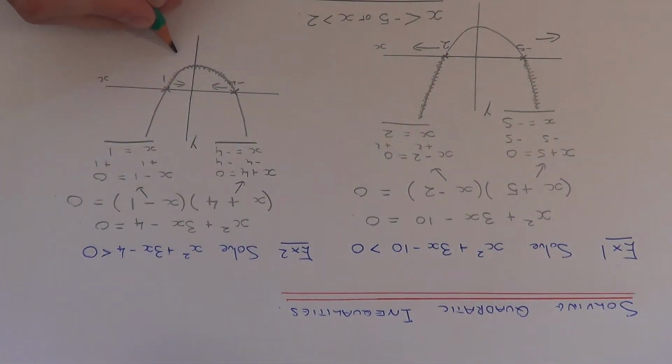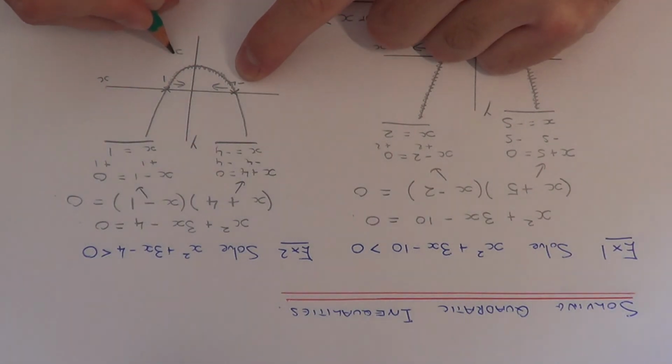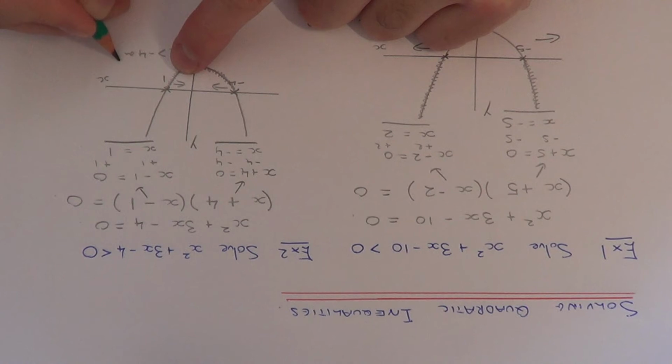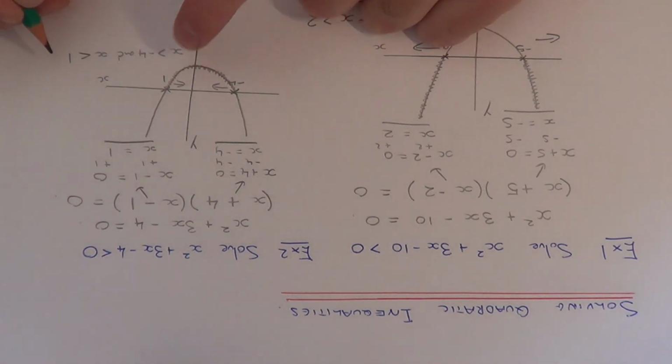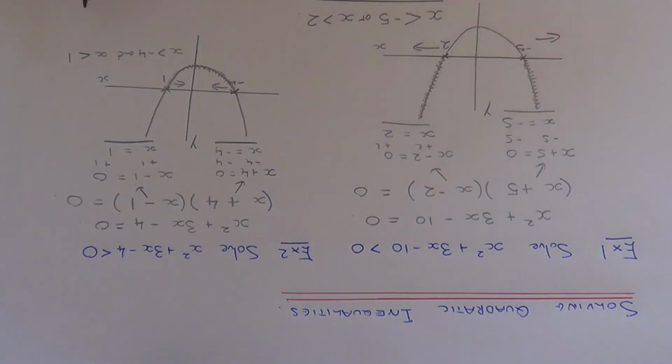So the points that we need are x is more than minus 4 and x is less than 1. So this will be our final answer, but what you can do, you can actually tidy this little bit up here and you can combine this together and write it as one inequality. So we can write this like so.